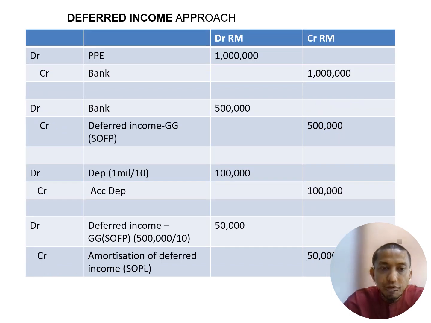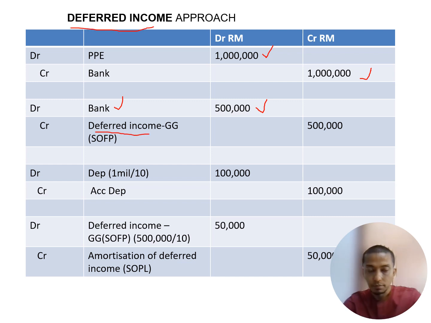All right. Under the deferred income method, it is different. Again, we record the purchase of PPE: debit 1 million, credit cash or bank 1 million. And then the grant, when we receive it by bank or cash, is 500,000. But we do not write it off against the asset. We record it as deferred income. That's why the name is deferred income method. We put it under deferred income under government grant, in the statement of financial position, as a liability, because this is unearned income that we have not yet earned. So here it is 500,000.